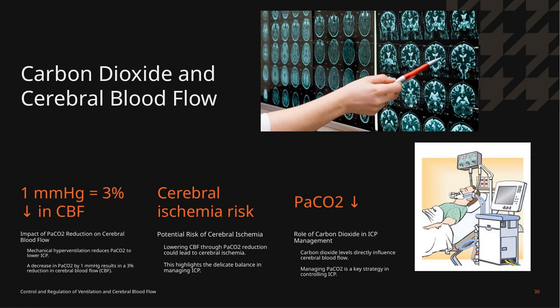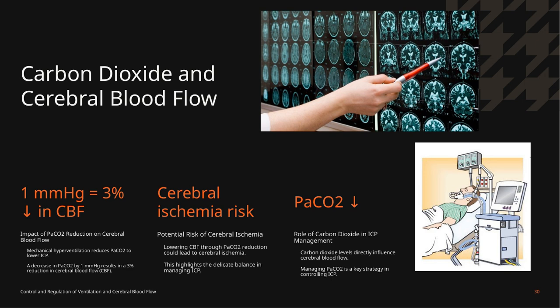function. All right, let's talk about the control and regulation of ventilation and cerebral blood flow, specifically focusing on carbon dioxide. When PaCO2, or arterial carbon dioxide pressure, decreases, it has a direct impact on cerebral blood flow. Essentially, as CO2 levels drop, blood flow to the brain also decreases. This is a crucial concept because managing PaCO2 is one of the key strategies we use to control intracranial pressure, or ICP. Now, to put it into perspective, for every 1 mmHg reduction in PaCO2, we see approximately a 3% decrease in cerebral blood flow.